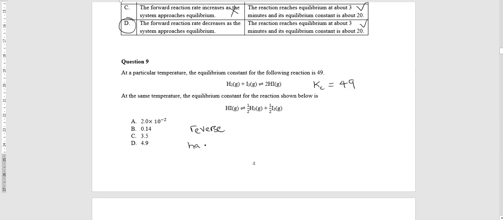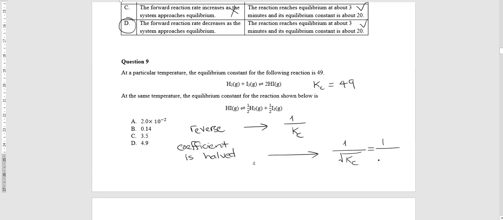Let's just write that. Reverse and coefficient is half. So if you reverse a reaction, you need to take the reciprocal, which is going to be that. And if you halve the coefficient, you need to take the square root. So we would have 1 over the square root of 49, which, let's see what it equals. So 1 divided by the square root of 49.